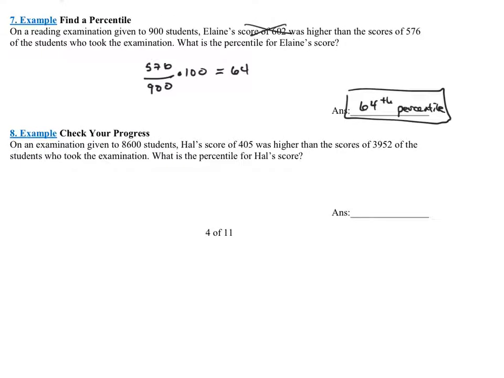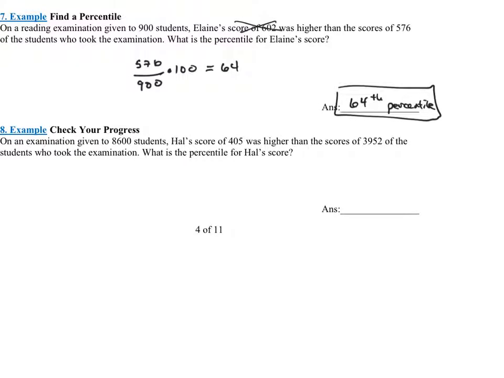Example 8. On an examination given to 8,600 students, Hal's score of 405 was higher than the scores of 3,952 of the students who took the exam. What was the percentile of his score? Again, the score is completely irrelevant to us. What we care about was how many did he score better than? He scored better than 3,952 people. How many total were there? There were 8,600 total if you read it.